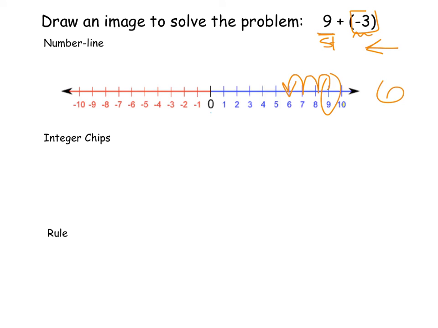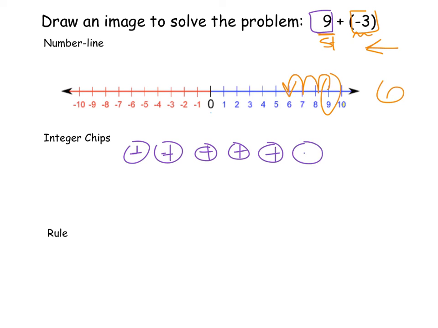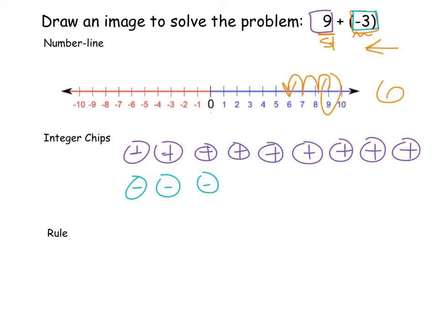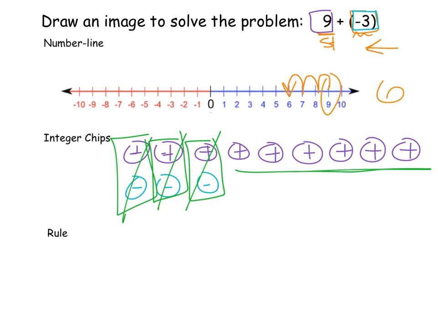If we would try this with chips, my first number is 9 and it's positive, so that means I need 9 chips that are positive. 3, 4, 5, 6, 7, 8, 9. My second number is -3, so I need 3 chips that are negative. And then we think about what's going to cancel. Any positive that has a negative to match with is going to cancel. And then I just count what's left. 1, 2, 3, 4, 5, 6. 6, and they're positive, so I don't have to write a plus in front.